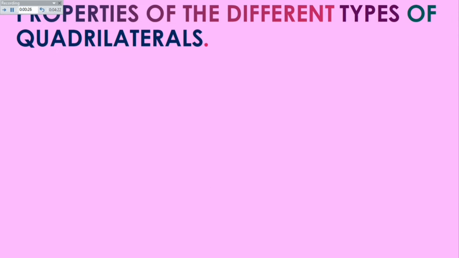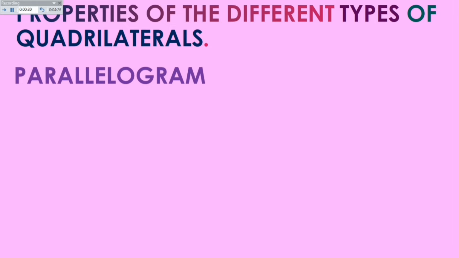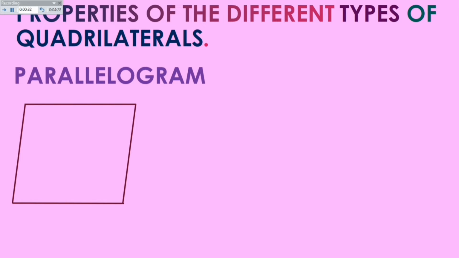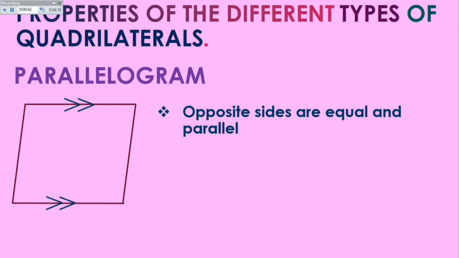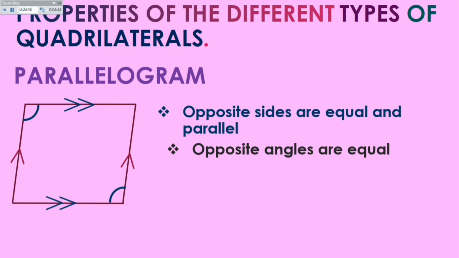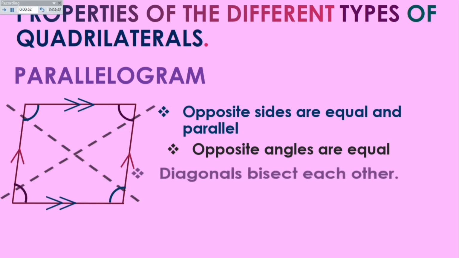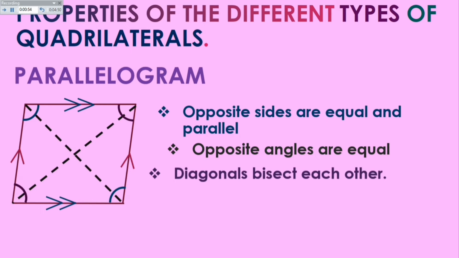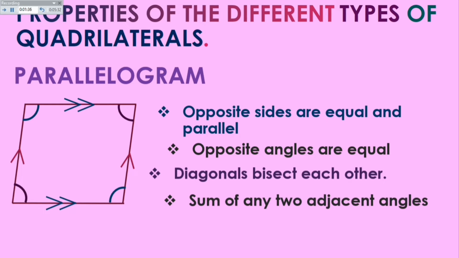Let's take a look at another quadrilateral, the parallelogram. The parallelogram is also a quadrilateral. That means it has 4 sides. The opposite sides are equal and parallel. Also, the parallelogram has opposite angles which are equal. The diagonals bisect each other. The sum of 2 adjacent angles is equal to 180 degrees.